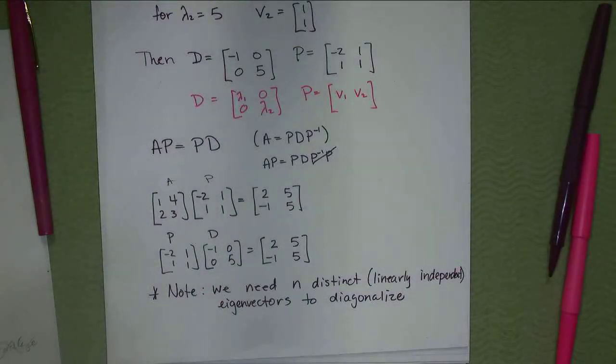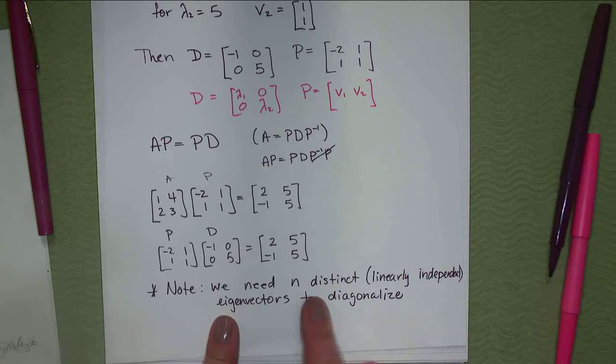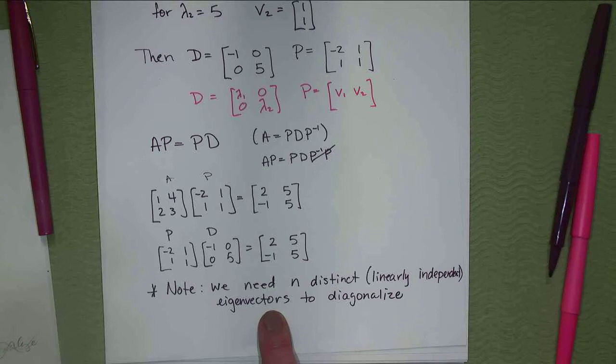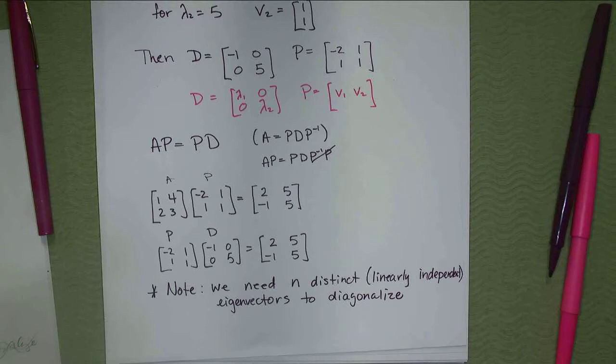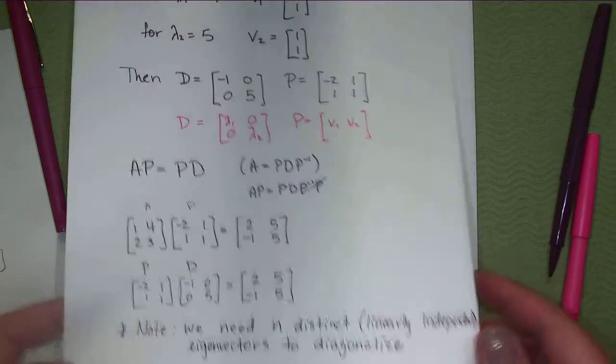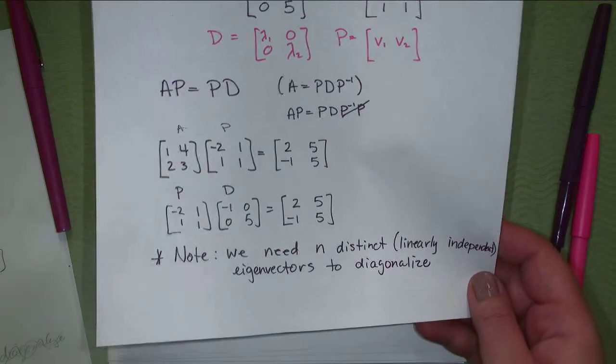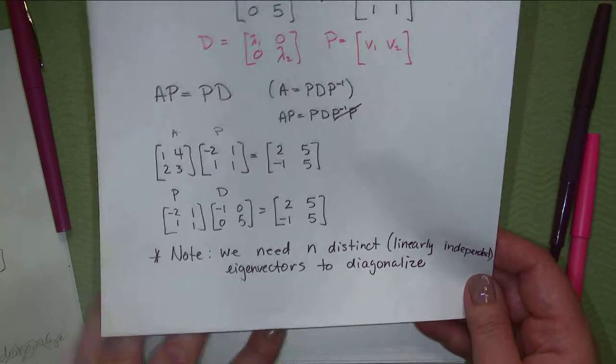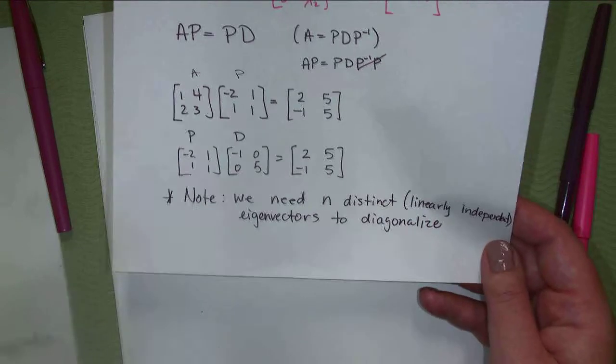So we'll write these down after, but this is what this note says. The note says we need n distinct eigenvectors, not eigenvalues. You don't need to have 3 different eigenvalues when you're in a 3 by 3, but you do need 3 different vectors. Okay? And just by doing it, when you get 3 vectors, they are linearly independent already. So you actually don't need to check that, but you do need 3 of them if you're doing a 3 by 3.